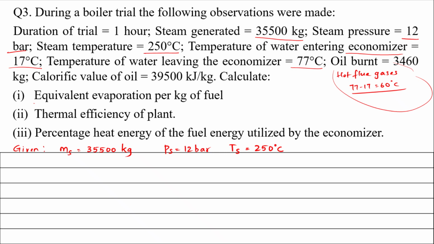Then the temperature of the water entering the economizer. Since we have an economizer here, I am adding a new notation. TEI denotes the temperature of water at the economizer inlet, that is 17 degrees Celsius. Similarly, I have TEO, temperature at the economizer outlet, that is 77 degrees Celsius.